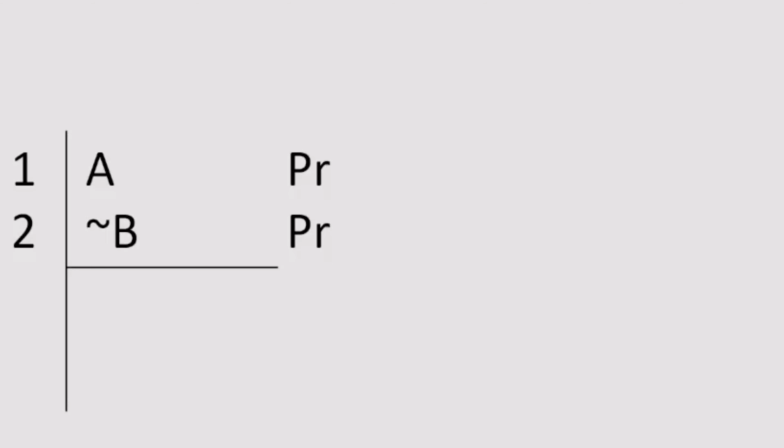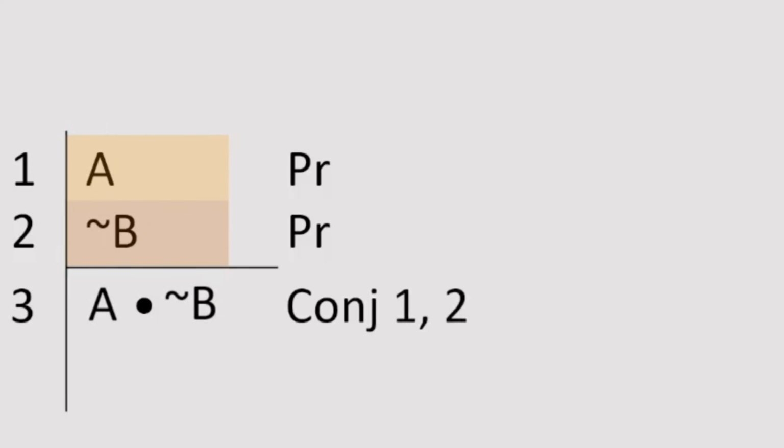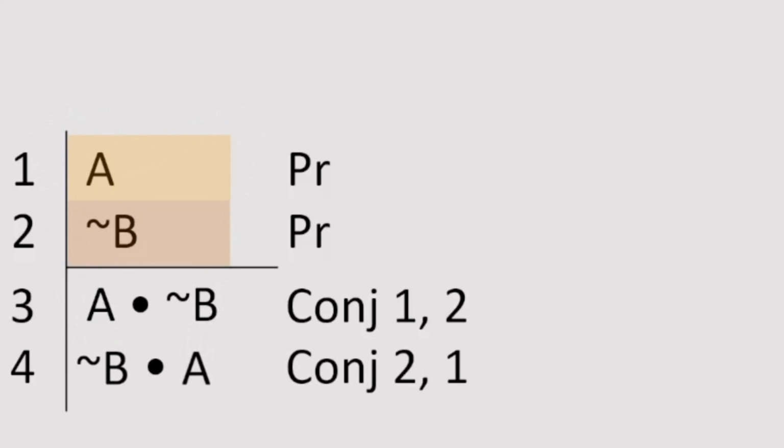The conjunction rule applied to lines 1 and 2 tells us you are allowed to construct a conjunction with the whole proposition from line 1 as the first conjunct and the whole proposition from line 2 as the second conjunct. Conjunction applied to line 2 and 1 tells us we are allowed to infer a conjunction with the whole proposition from line 2 as the first conjunct and the whole proposition in line 1 as the second conjunct.